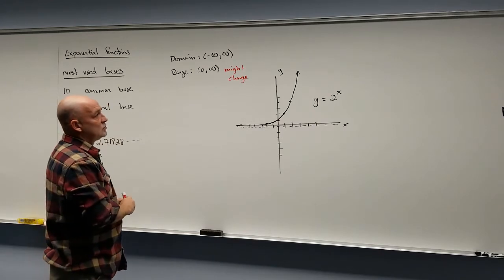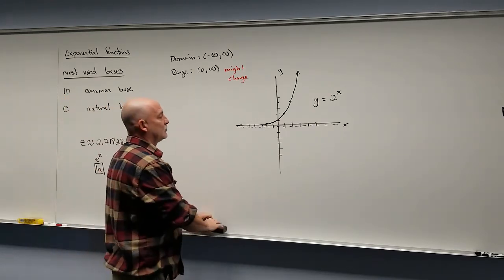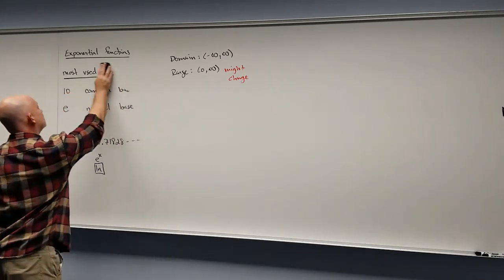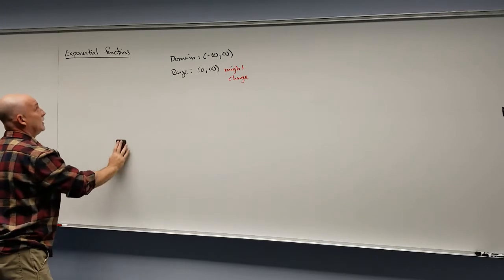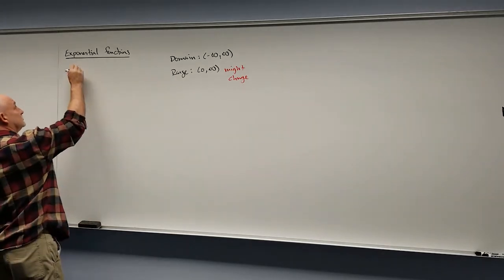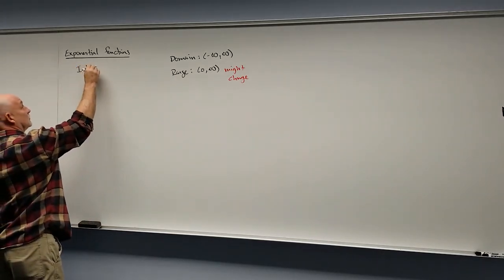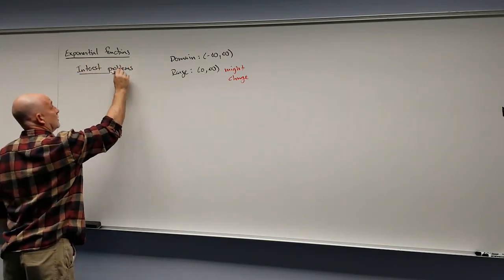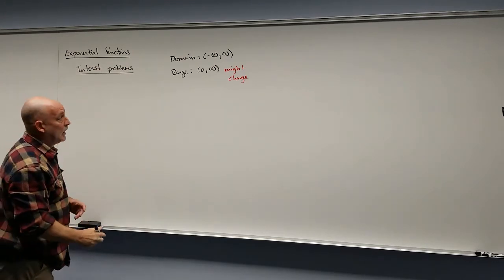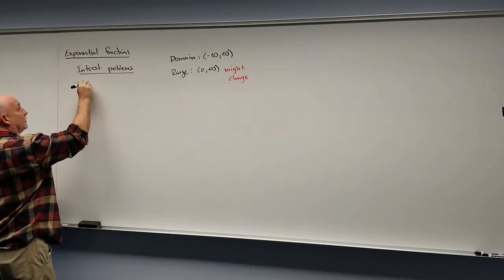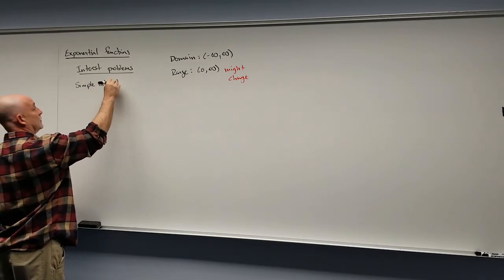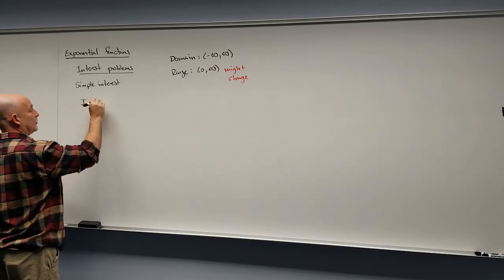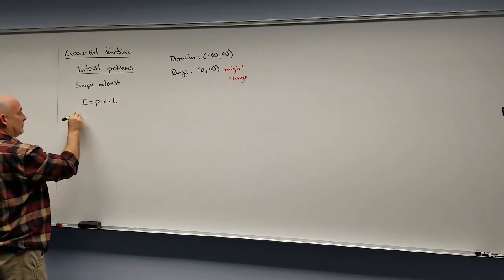All right, there's a lot of uses for exponential functions out there. Probably the one that you're going to see the most, and you should have probably seen earlier on, are interest problems. For interest problems, we start out with something called simple interest. And hopefully you've seen this formula before. The amount of interest you make for simple interest is the principal times the rate times the time.